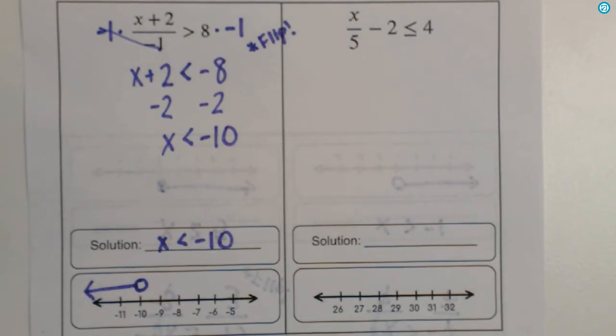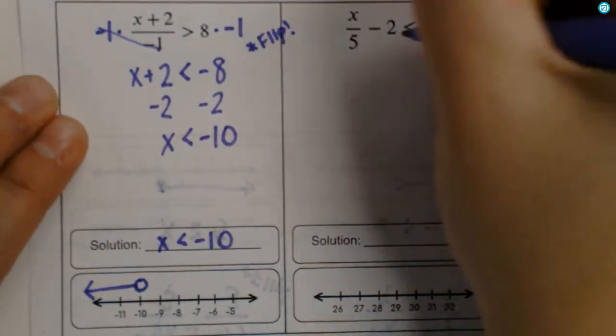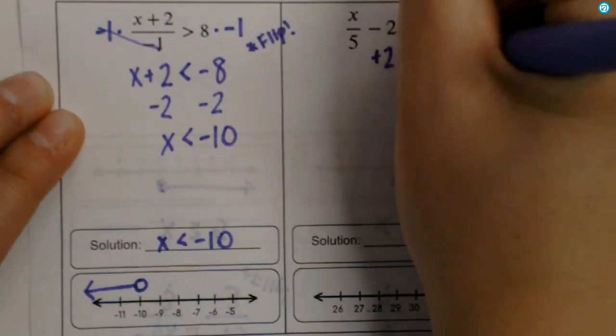Okay, last one, we've got x over 5 minus 2 is less than or equal to 4. Anybody remember from yesterday what my first step on a problem like this is? Add 2. Since the x is the only thing that's getting divided, we need to add 2 first. So add 2 to both sides.